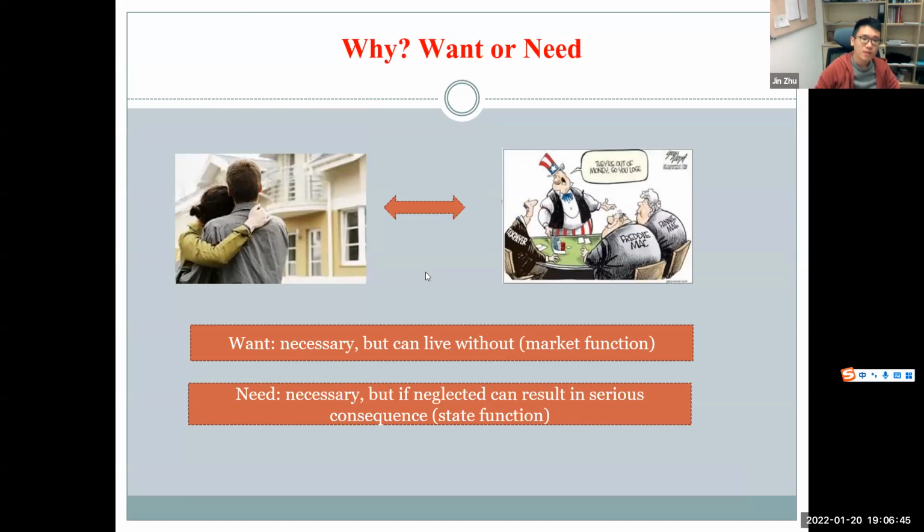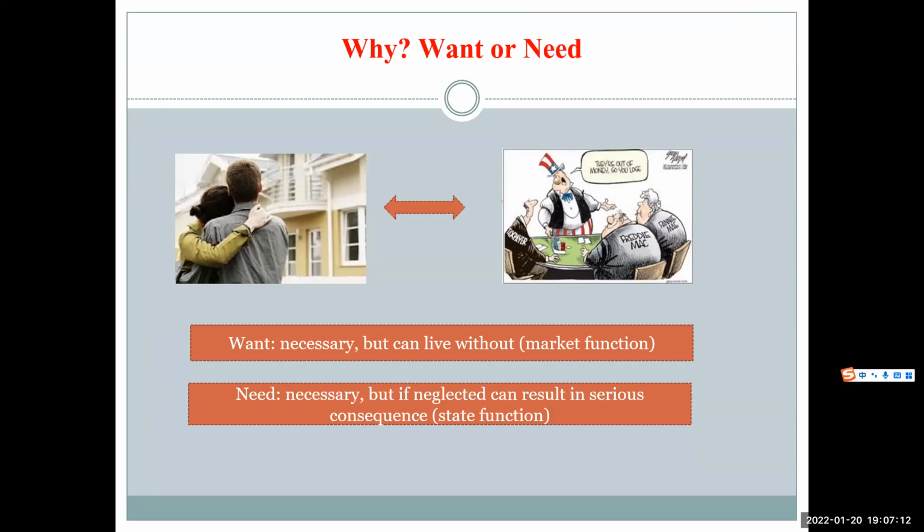I think both are necessary, right? But even if the market functions sometimes, for some economies, for example a planned economy, the market function can be very small. But for the state, I think regulation is very important. Otherwise, there might be a market failure. So we can't neglect the serious consequences caused by the absence of state regulation.